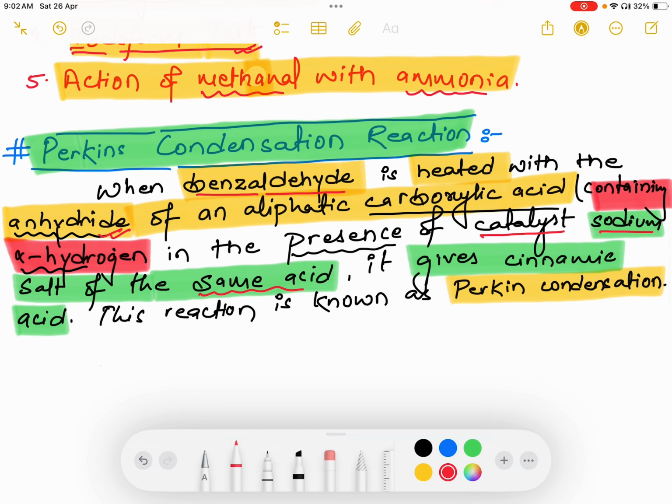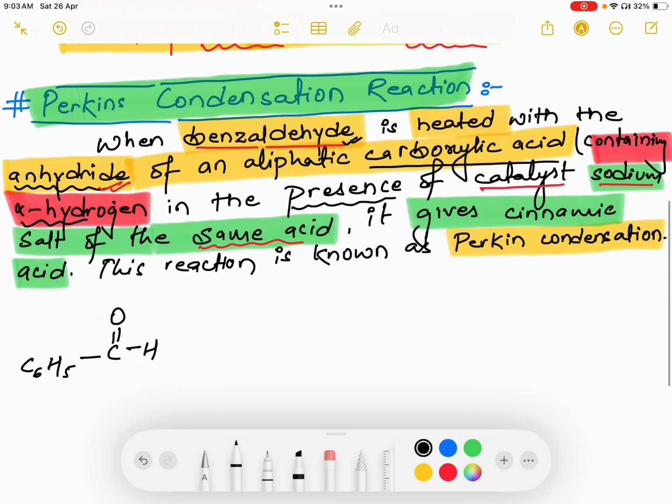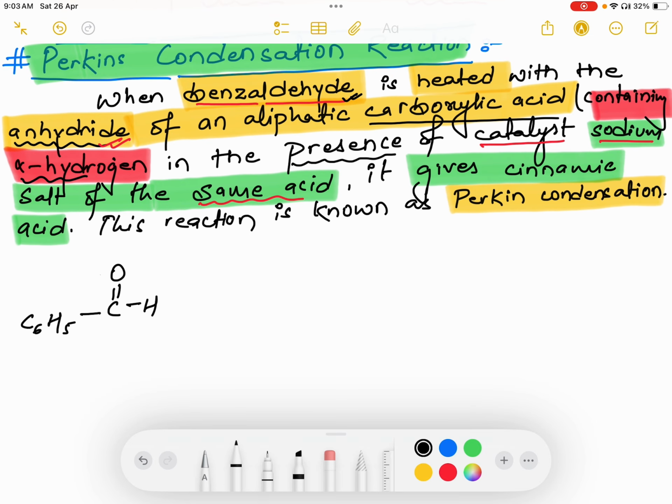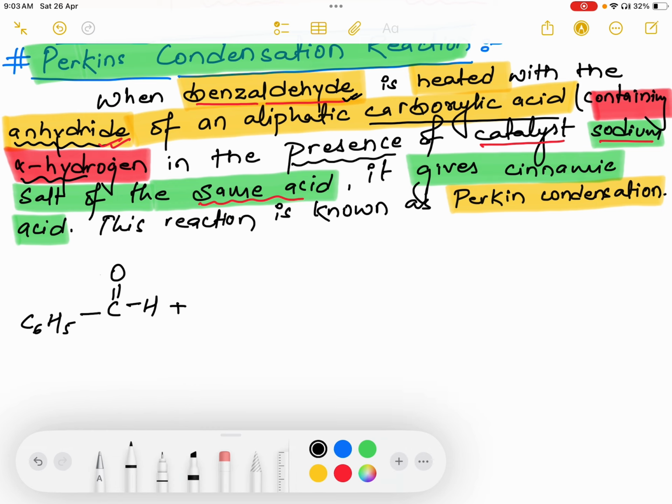Now, what exactly is the Perkin condensation reaction? Basically, it says that when benzaldehyde, which is C6H5CHO, is heated with an anhydride. Benzene is C6H6; in benzaldehyde, one of the hydrogens is removed and instead there is an aldehydic group. So you need to heat it with an anhydride, the anhydride of an aliphatic carboxylic acid.